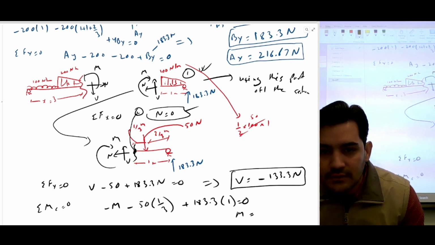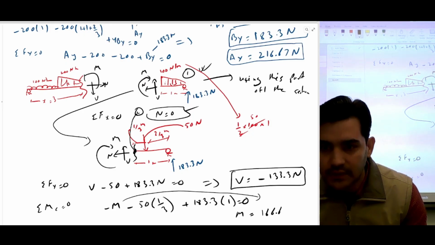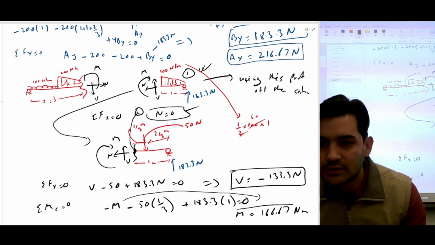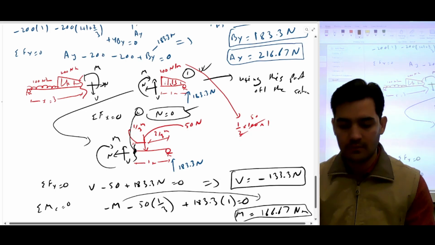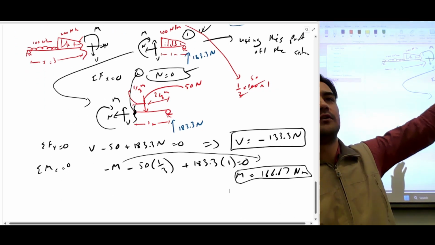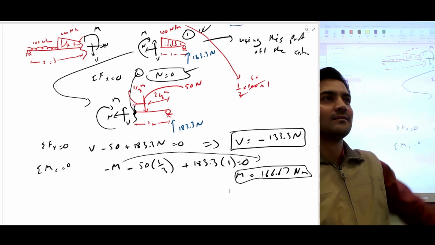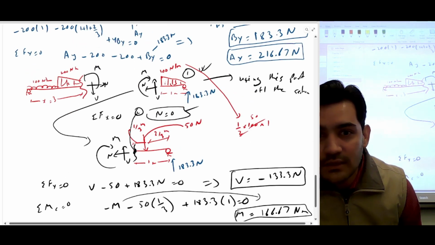Which is, and we'll go there. So it should be positive 166.67 Newton meter. This is what I'm getting. So I don't know how many of you got this moment. Not so many. Okay, so I'm going to just draw.